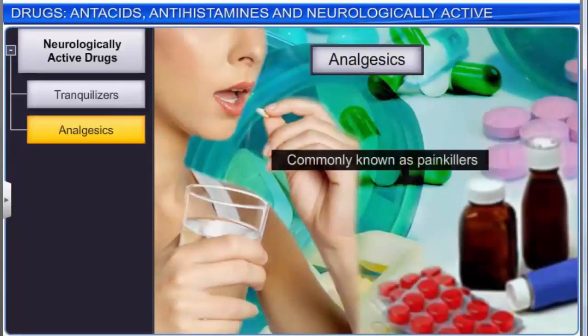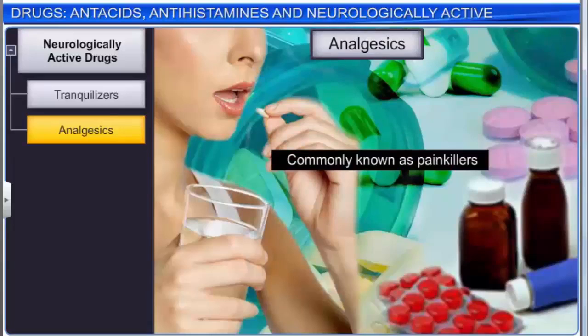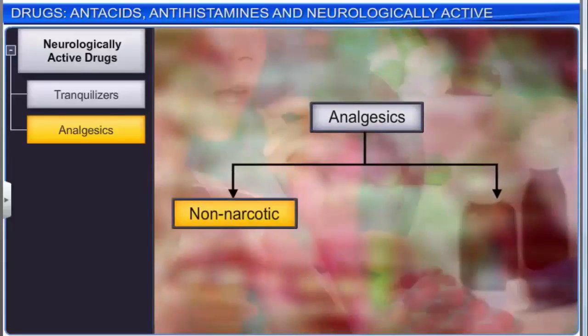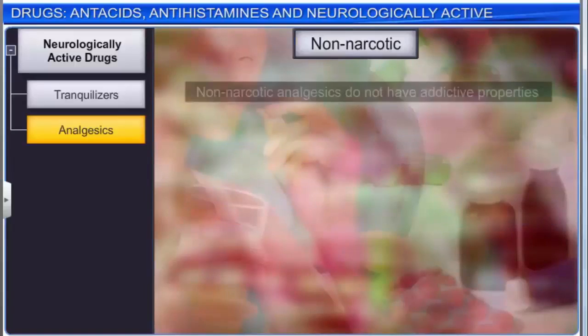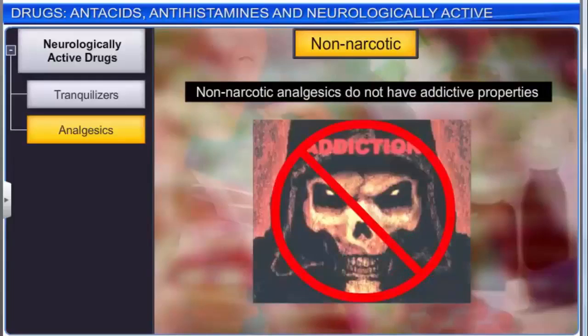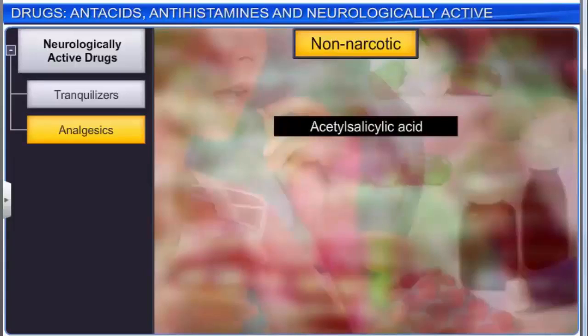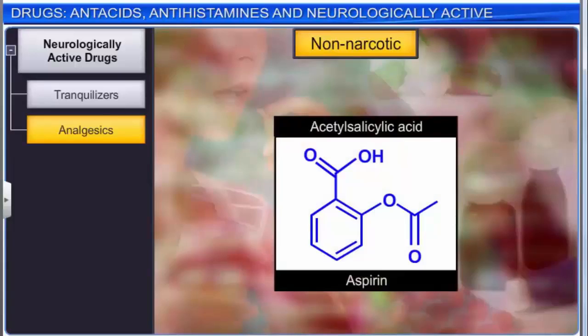Analgesics, commonly known as painkillers, reduce or remove the sensation of pain without causing any impairment of the nervous system. They are classified into non-narcotic and narcotic analgesics. Non-narcotic analgesics do not have addictive properties. Acetyl salicylic acid, commonly known as aspirin, is the most commonly used non-narcotic analgesic.